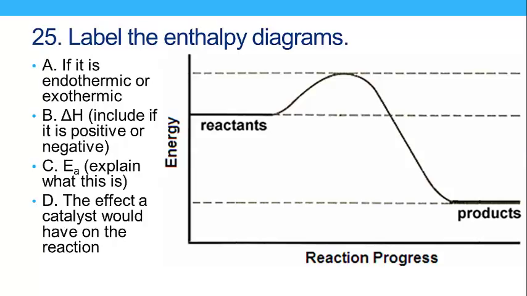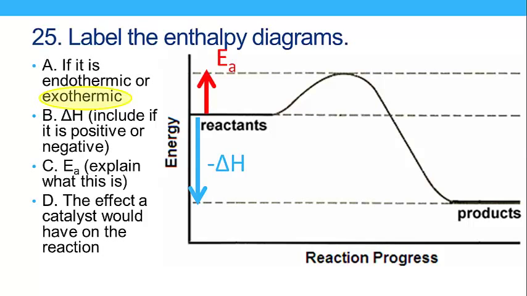So the next one asks us to label some enthalpy diagrams. First, we have to figure out if this is endothermic or exothermic. Reactants are higher than products, which means that for the reactants to become products, I have to lose energy. Because I'm losing energy, this is exothermic. Delta H is always the difference between reactants and products. In this case, because I go from reactants down to products, the delta H is going to be negative. We are exothermic.